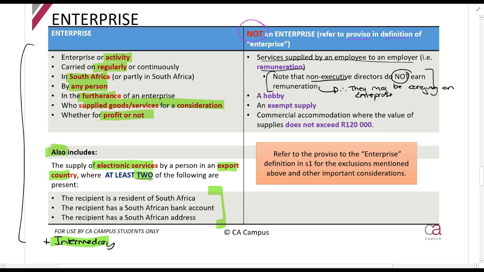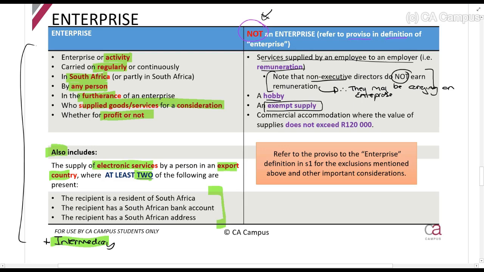Okay. Next up, what is not an enterprise? A hobby. So you have a very expensive hobby where you collect things, keep it for a bit and then sell it to people. If it's a proper hobby, you have to prove it obviously. Not subject to VAT. An exempt supply.